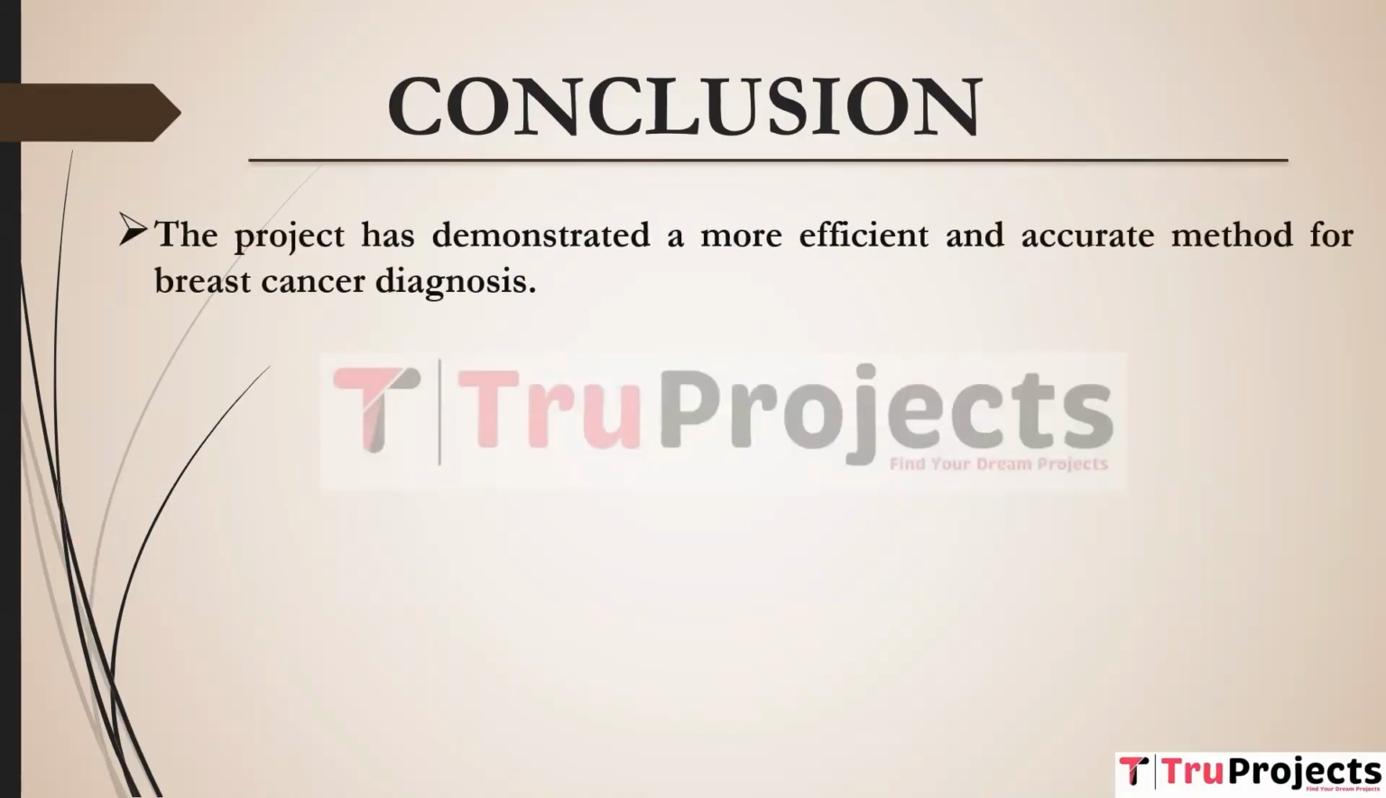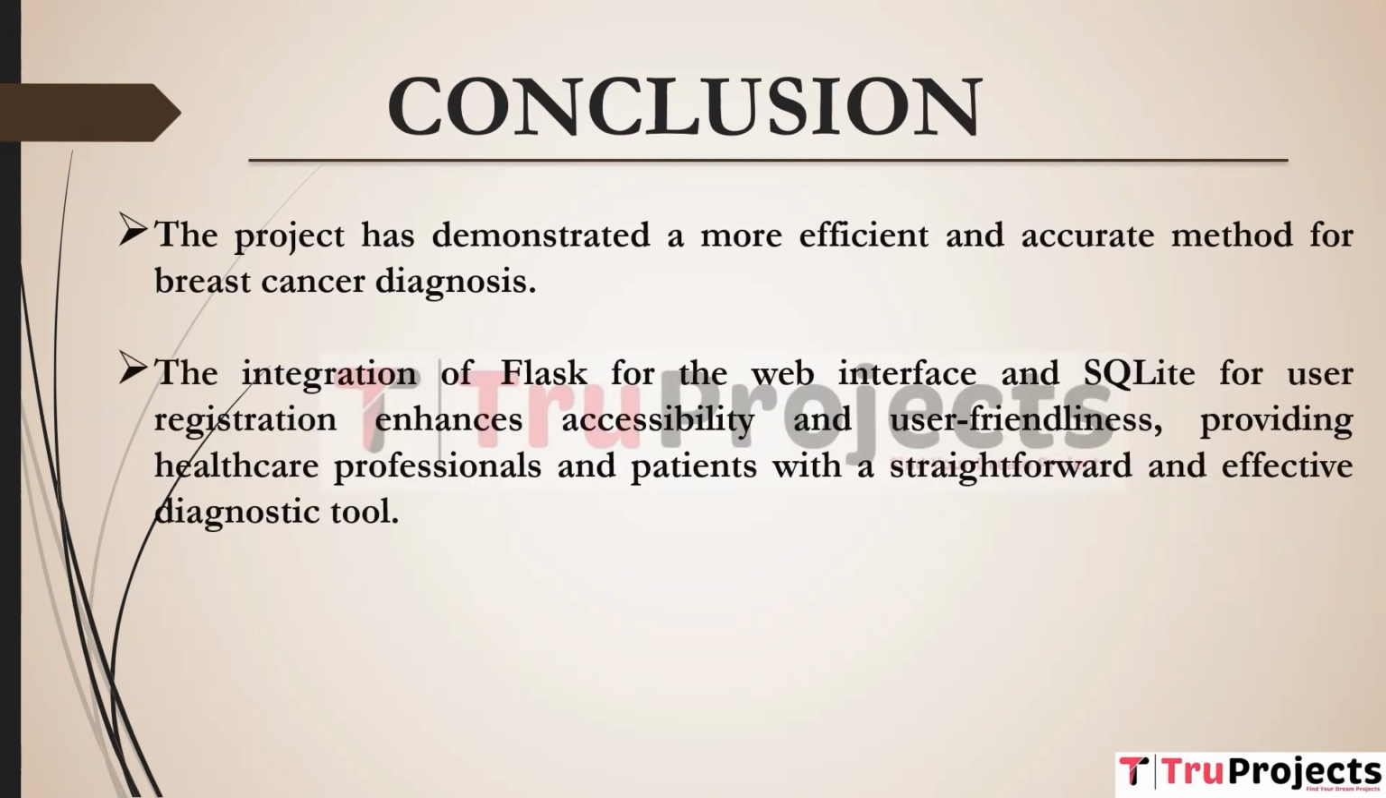By combining advanced image processing techniques with deep learning models like CNN and MobileNet, this project has demonstrated a more efficient and accurate method for breast cancer diagnosis. The integration of Flask for the web interface and SQLite for the user registration enhances the accessibility and user-friendliness provided by healthcare professionals and patients with a straightforward and effective diagnostic tool.